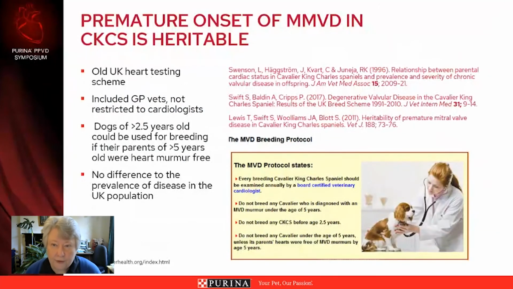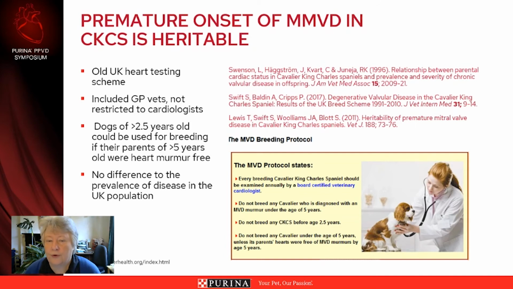As I said, the premature onset of mitral valve disease does seem to be inherited, and this has been well published by the Swedish Uppsala group with Svensson and colleagues. They looked at the relationship between parental status and the progeny, and at what age they got mitral valve disease. They showed that this was strongly inherited, and this led to a commonly used heart testing scheme, including the old British heart testing scheme, which basically said you can breed your dog once it's 2.5 years old as long as it's free from any heart murmur, but it must have parents that are over 5 years old with no heart murmur.